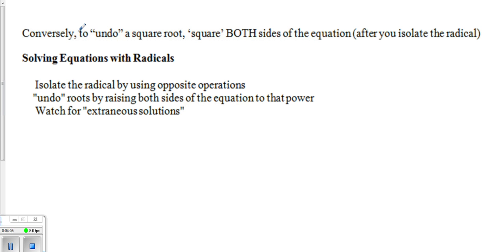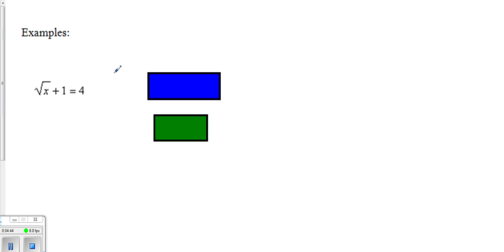On the flip side of that, to undo a square root, we would square both sides of the equation after you isolate the radical, so getting just the square root piece all on its own. So for solving equations with radicals, we isolate the radical, or the square root, by using opposite operations. We undo the roots by raising both sides of the equation to that power, and we watch out for extraneous solutions. This means if our answer comes out to a negative, if we were to plug that back into the original equation, we can't have a square root of a negative. So for any negative answers, check and make sure that those would actually work in the original equation.